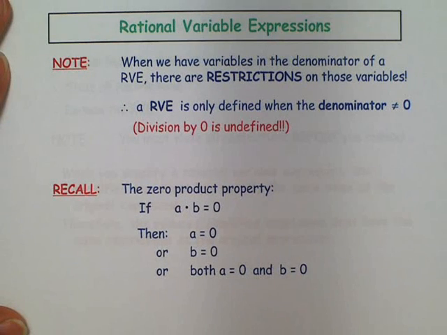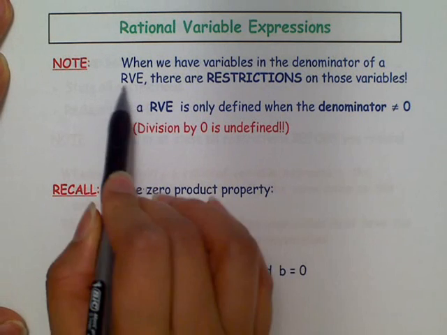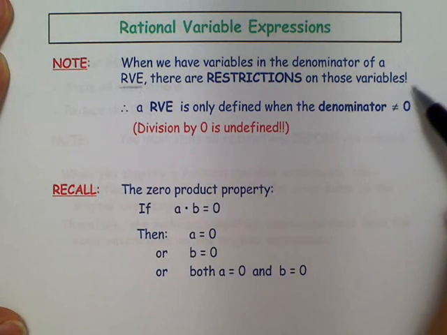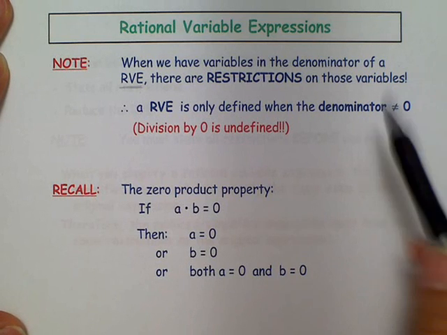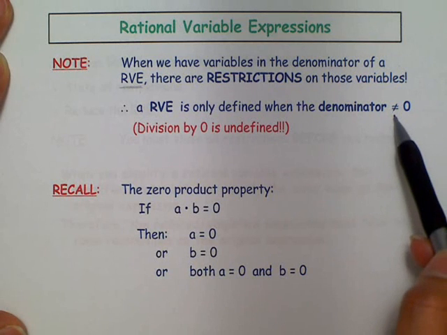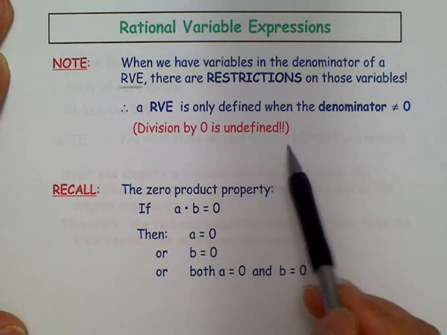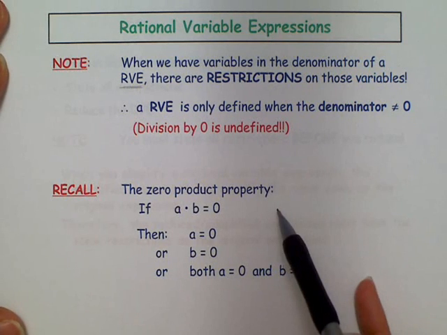Okay, so we talked about this a little bit already. When we have variables in the denominator of an RVE, or a rational variable expression, this is just a short form, there are restrictions on those variables. Therefore, a rational variable expression is only defined when the denominator is not equal to 0. And the reason for that is because division by 0 is undefined.